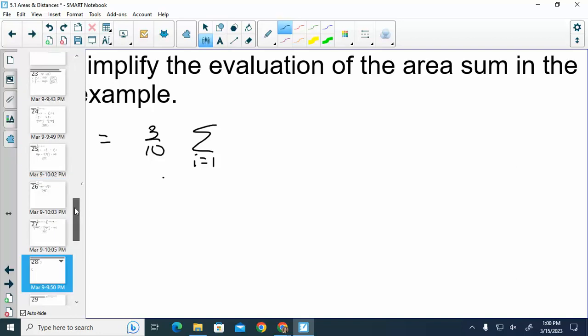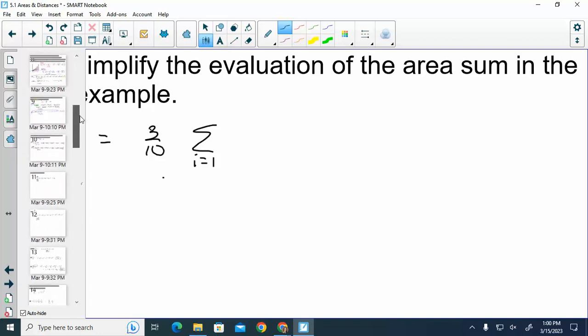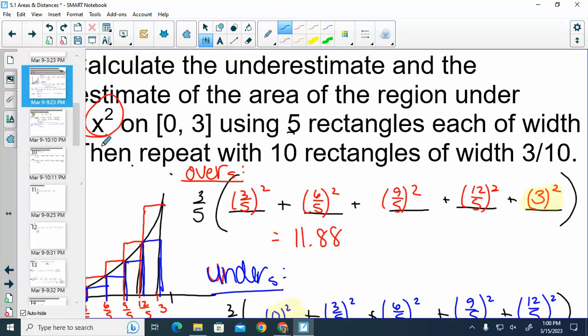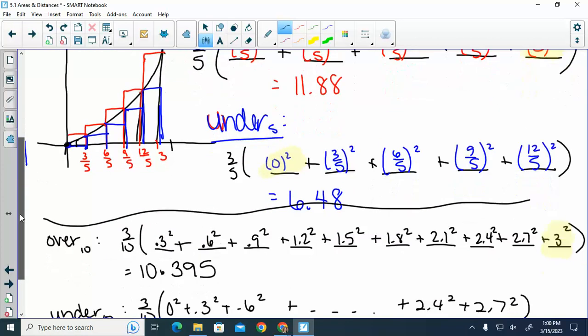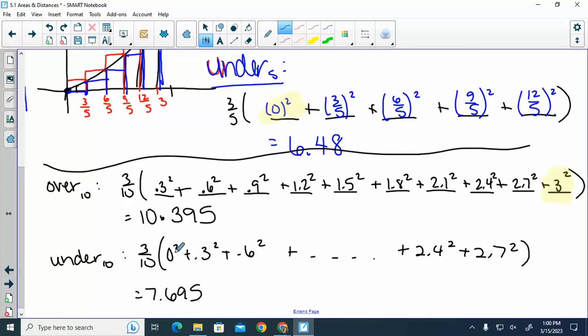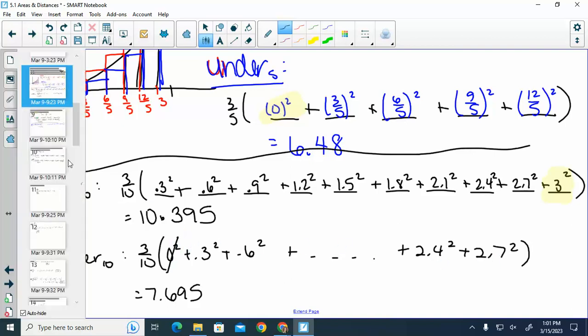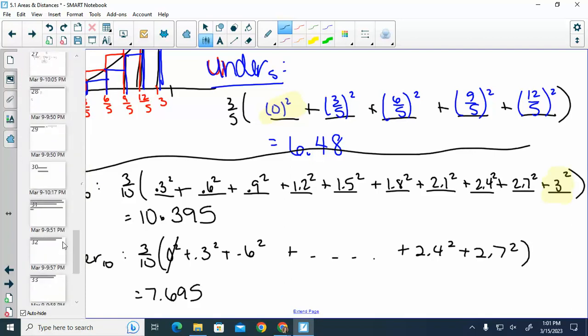Let me show you something. When we did the underestimate with this one, the first number we plugged in was 0, right? And it didn't give us anything. So could we agree I could leave that one out? And after the 0, how many more numbers did we have? 9. So for the underestimate, I'm going to go from 1 to 9.